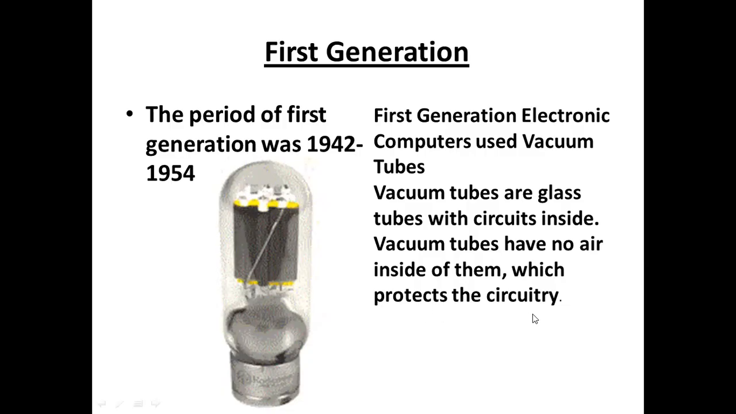So vacuum tubes are what is used in the first generation computer, and they are glass tubes. So this is the first generation computer. Always remember this: first generation computers are vacuum tube computers, and the period of the first generation is 1942 to 1954, and it looks like this, a glass tube with a circuit inside it.